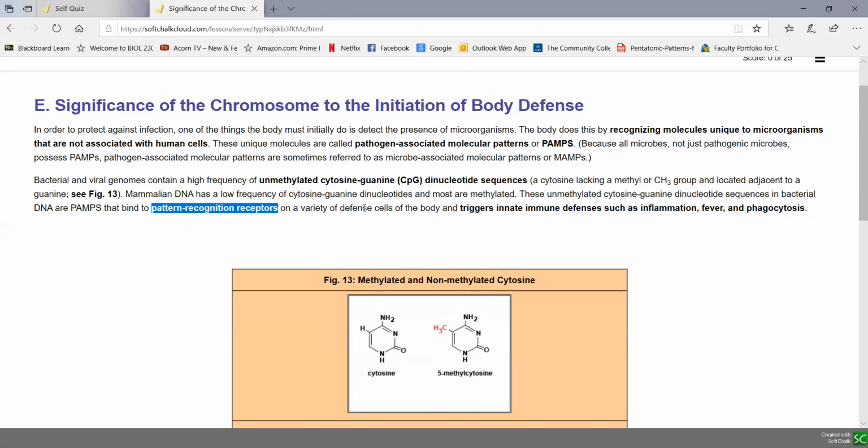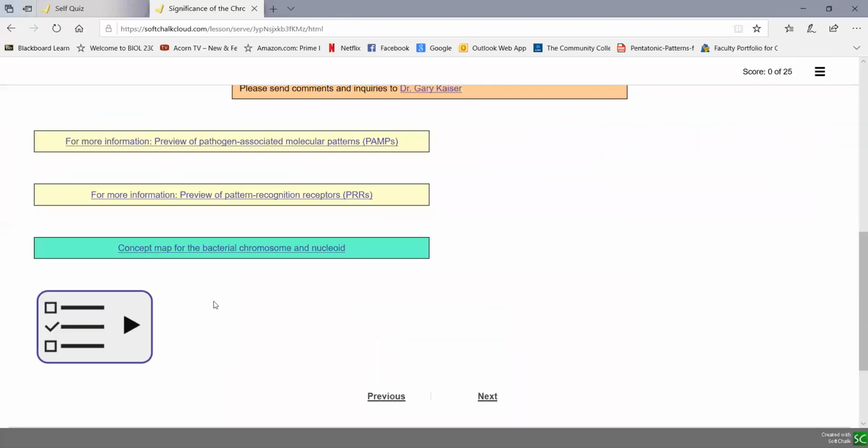We have pattern recognition receptors that can determine whether that cytosine has a methyl group or not on it. And since there are more C's followed by G's, and the C's are unmethylated in bacteria and viruses, then those can easily be seen by the pattern recognition receptors. And so once those unmethylated cytosine guanine dinucleotide sequences are recognized by our pattern recognition receptors on our defense cells, that's going to trigger innate immune defenses like inflammation, fever, and phagocytosis, just like cell wall PAMPs do. And there's a little self-check you can do on that.